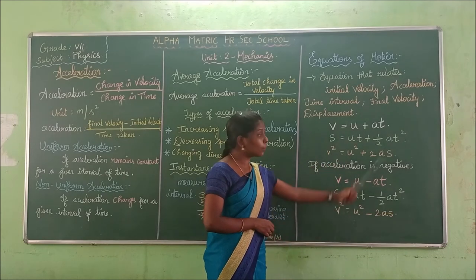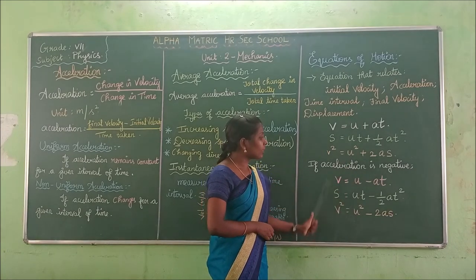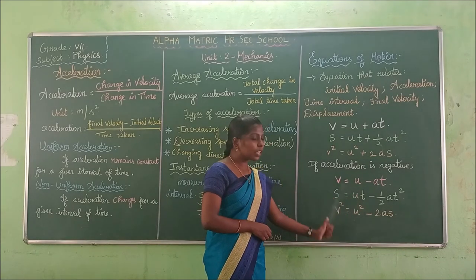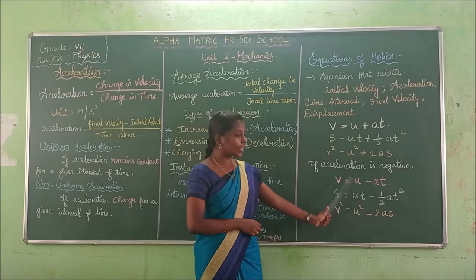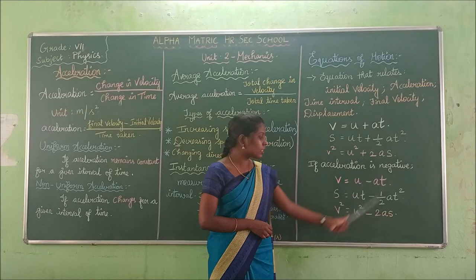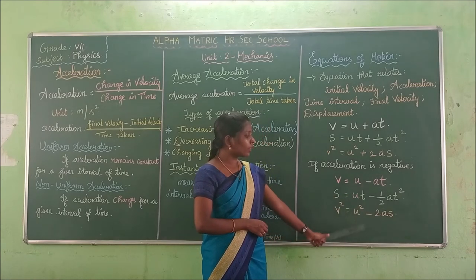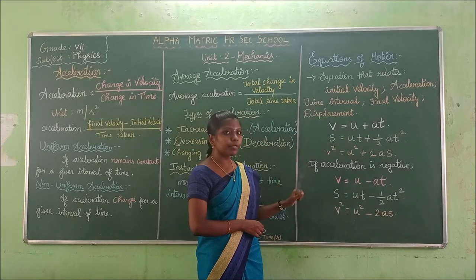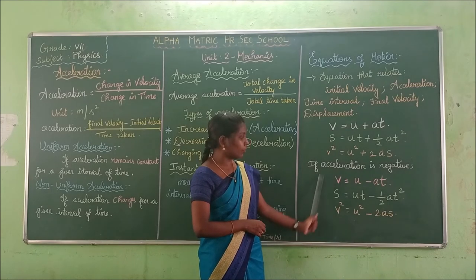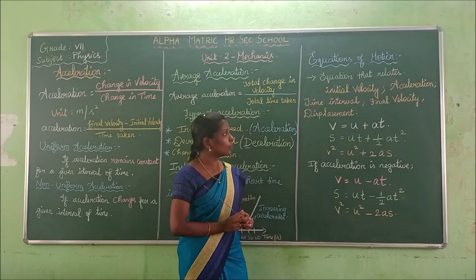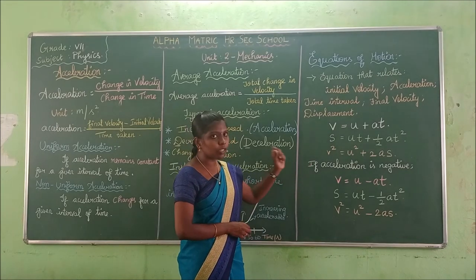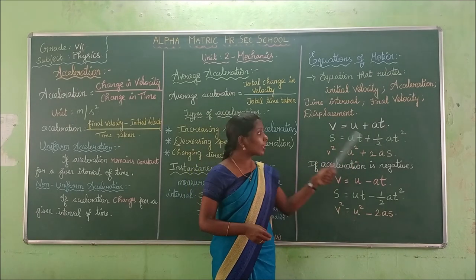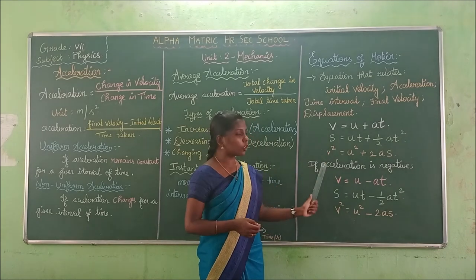If acceleration is negative, here it is U minus. In the displacement formula, it becomes S is equal to UT minus half AT square, and V square is equal to U square minus 2AS. If acceleration is positive, this is the formula. If the acceleration value is negative, then the sign changes. Here, V is your final velocity, U is your initial velocity, A is acceleration, and T is your time. If any of these values are known, you can calculate the others.